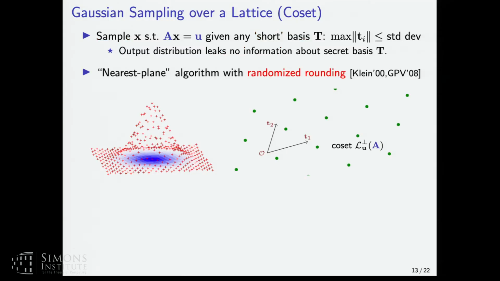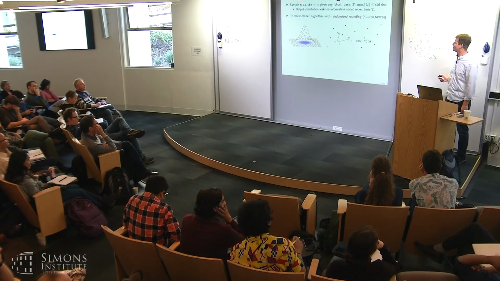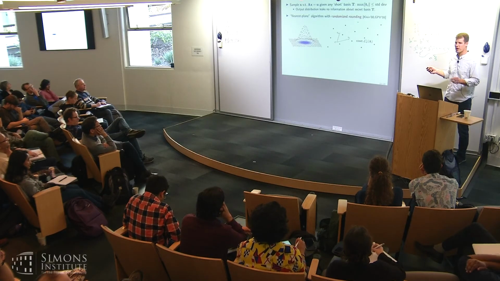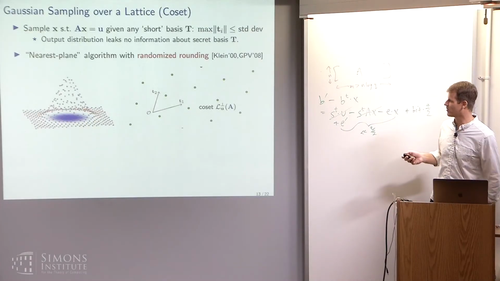Okay, so here's how to do it. The algorithm is rather simple to describe pictorially, more work to do formally. But the idea is to run the nearest plane algorithm. Did you do the nearest plane algorithm? No? Okay. There was one line. Okay, good. So nearest plane algorithm, but with some randomized rounding instead of deterministic rounding.